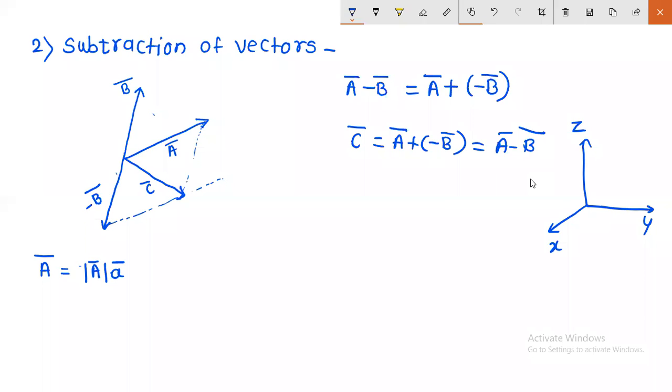This is the general case, but when we are using the Cartesian coordinate system having x, y and z axes, that is three directions, I want to express this vector a bar in all these three directions. Then how can I express it? If I put any vector a bar in that 3D system, how can it be represented? So here I'll tell you.